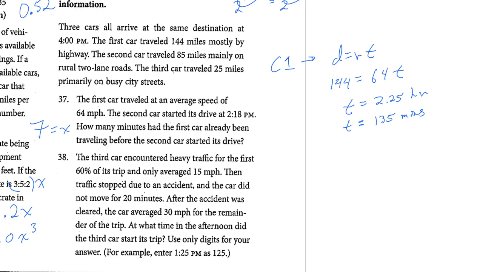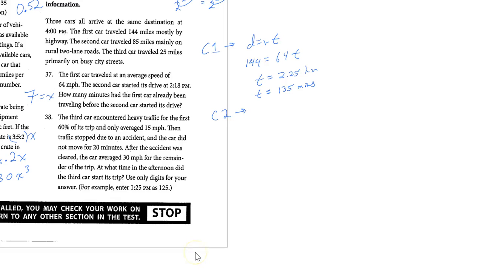Now, if we look at car 2, again, they said they all arrived at the same point in time. We know car 2 is going to arrive at that same time, so we're going to get there at the same time. All right, so finishing up, we found car 1 there. Now dealing with car 2. We know it started its drive at 2:18 p.m. So if we think about starting at 2:18 and we arrive at 4, because again it says all of the cars arrived at the same destination at 4 p.m.